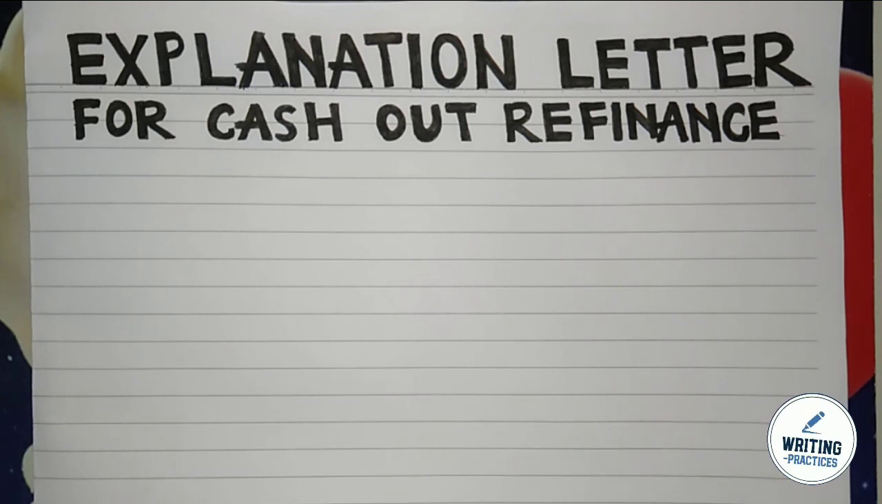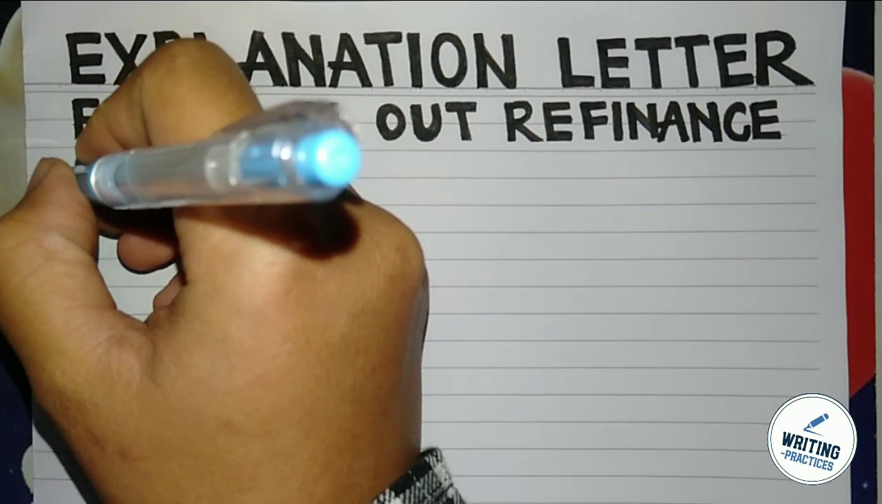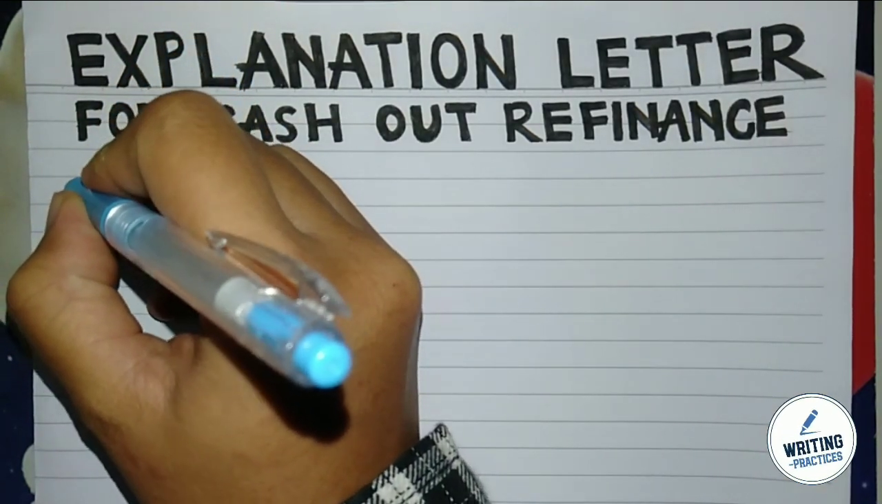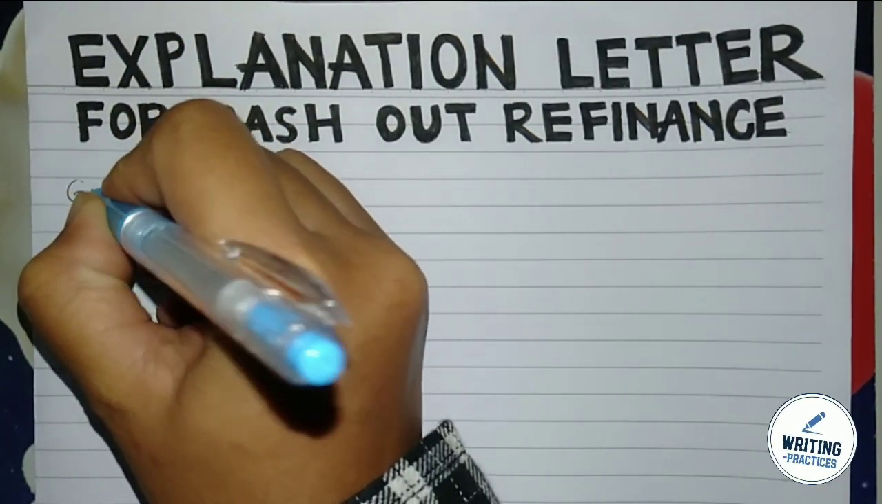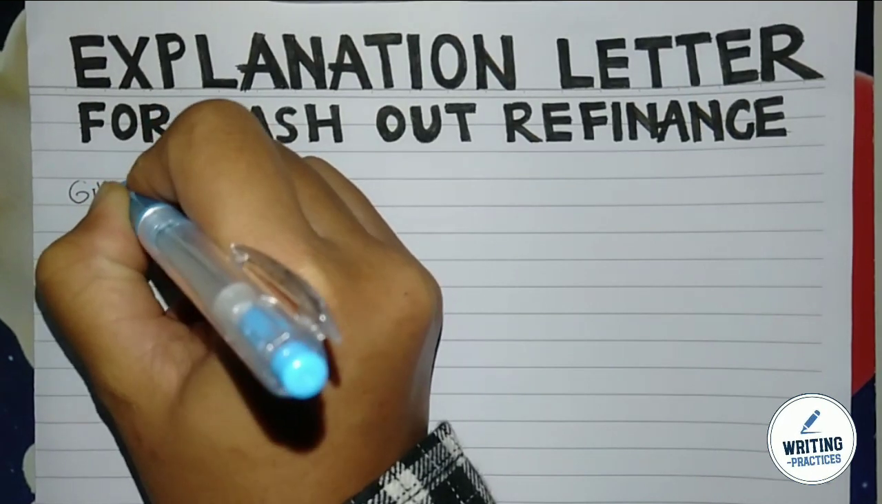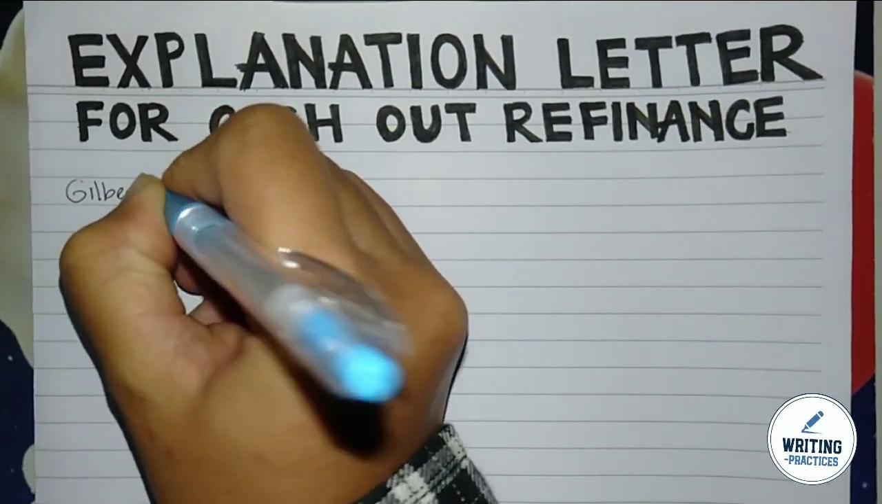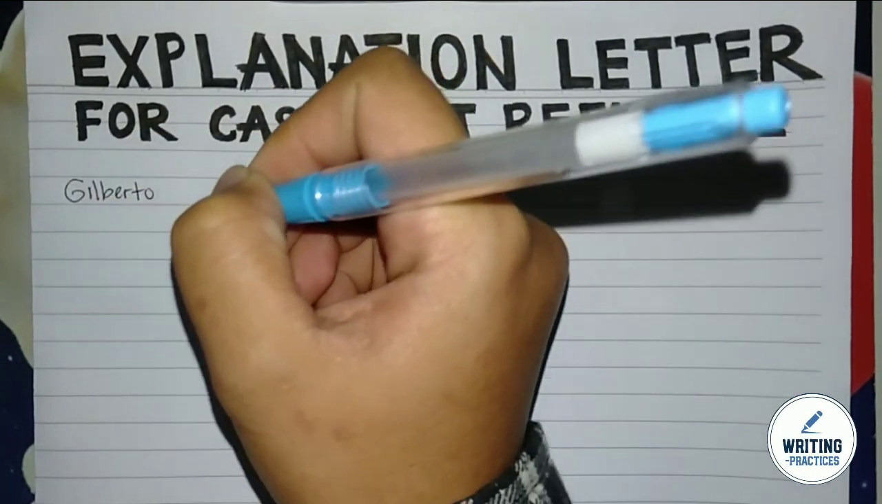Today, we are going to learn how to write an explanation letter for Cash Out Refinance. What is an explanation letter for Cash Out Refinance? An explanation letter for a cash out refinance is a document that provides a written explanation for why a homeowner is seeking to refinance their mortgage and receive cash from the equity in their home.